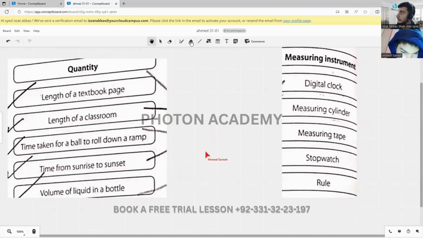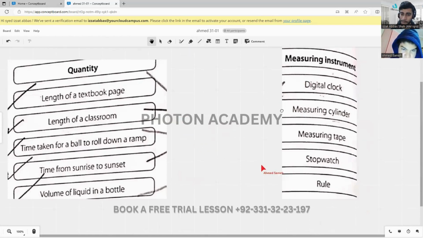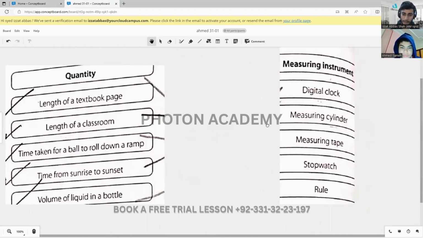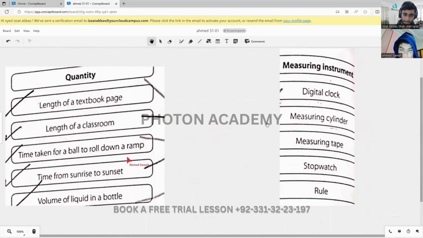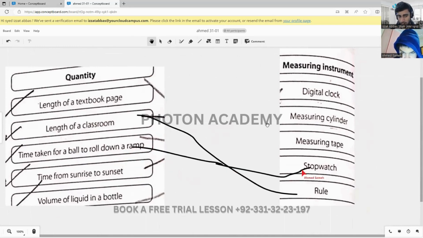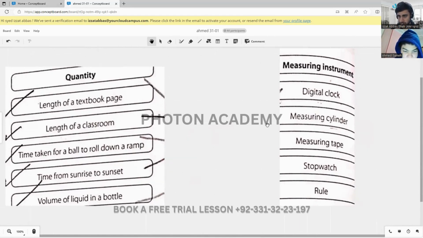Okay, now match it. Do you have pencil and pen tool? Yeah, I do. Okay, now match it with there. Use line tool or pen tool or whatever. No, first think upon this.